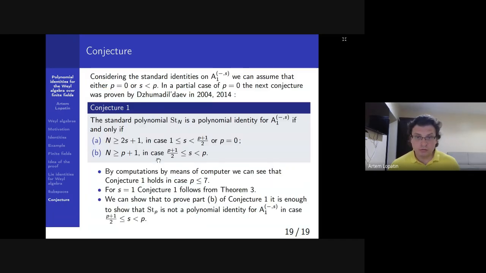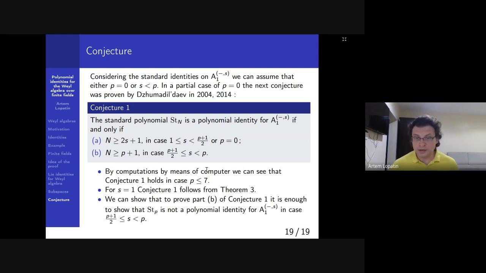And so I would like to finish my talk with the following conjecture. Here we consider the case of h equal to 1. Here we consider S, and we ask the following question: when is the standard polynomial a polynomial identity for this subspace? This question was studied by Jamalidaev, and in the case of characteristic 0, he obtained quite a lot, so he actually proved this conjecture. But we can formulate it in the case of positive characteristic, so this conjecture is given. But we don't know how to prove it. It was proven in several partial cases, but in general, it is open.